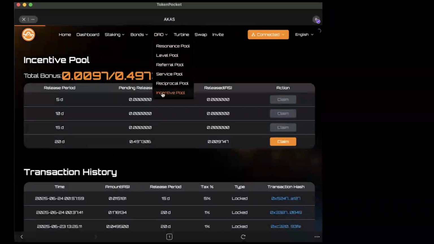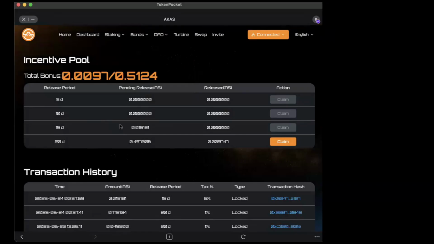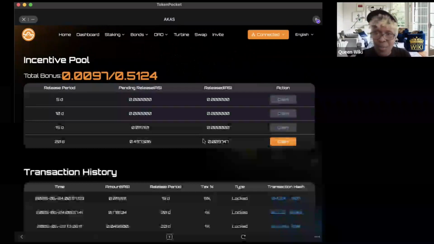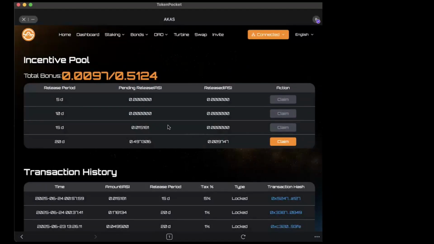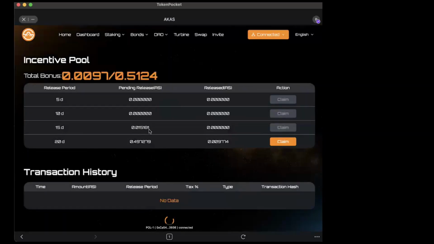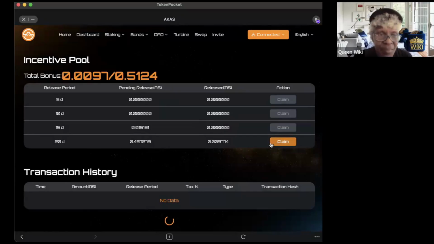Then we go to the 15, you can see the figure is different. So we have to wait for the next 24 hours cycle, whatever it is, depending upon the hour. So the total amount will be divided by 15 days and released every day for us. So we can claim it every day as well.